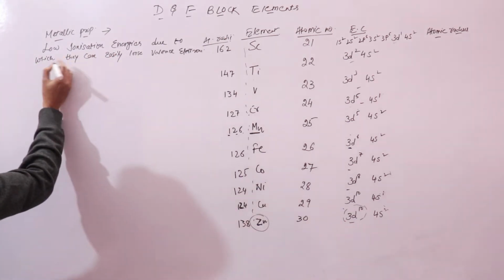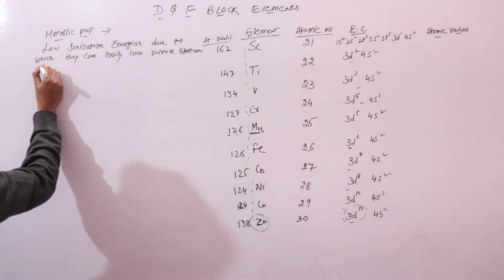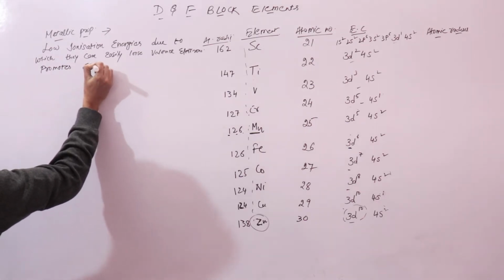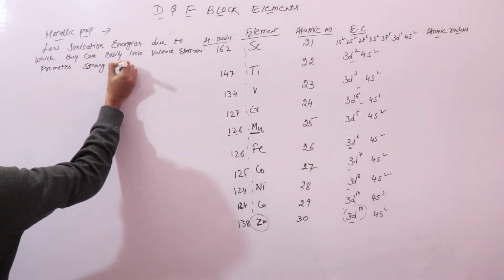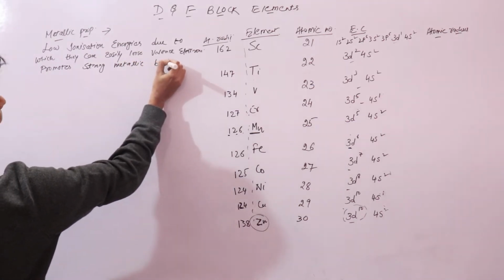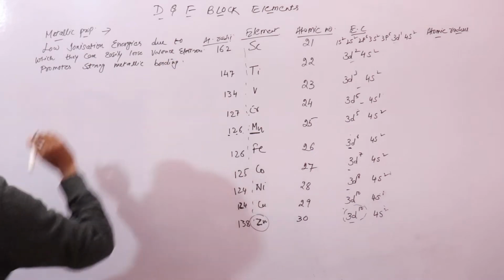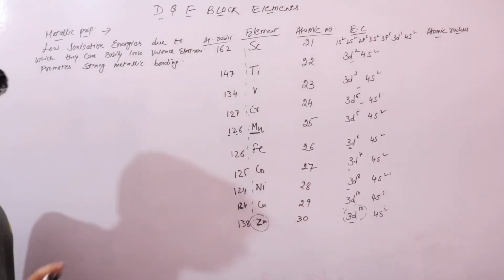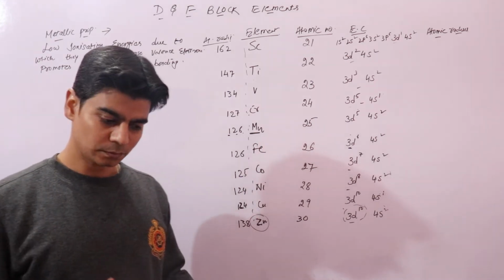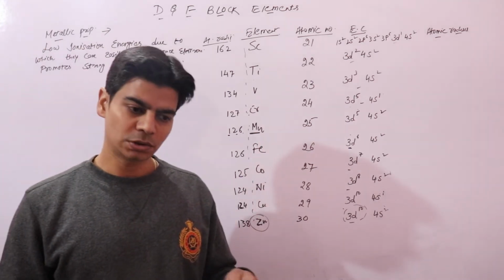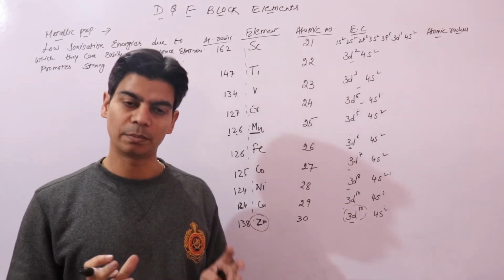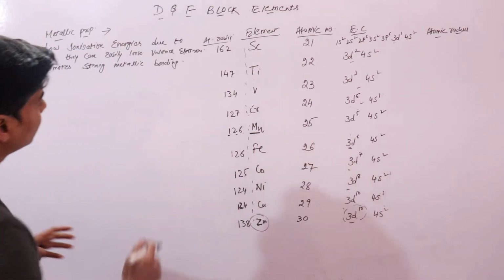This low ionization energy promotes strong metallic bonding. If you remember, we have a sea of electrons. When we learn about metallic bonds, we have a sea of electrons which are floating in the crystal lattice between the metal atoms or between the metal ions.